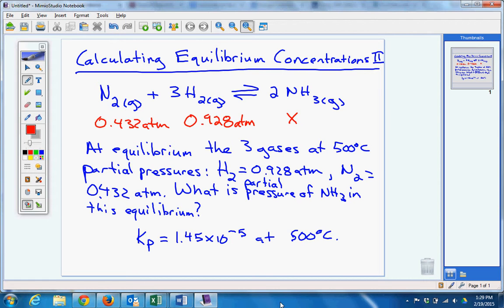All right? So in first period, they were saying, oh, you know, we should do a RICE and make that 0. Why is it not 0? It's not initial, it's equilibrium. All right, this is at equilibrium. All right, you guys are already experts, it seems like. I'm kind of excited about that. All right, so now we can plug and chug.